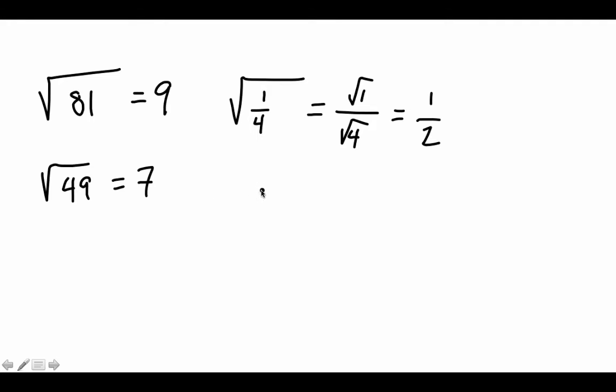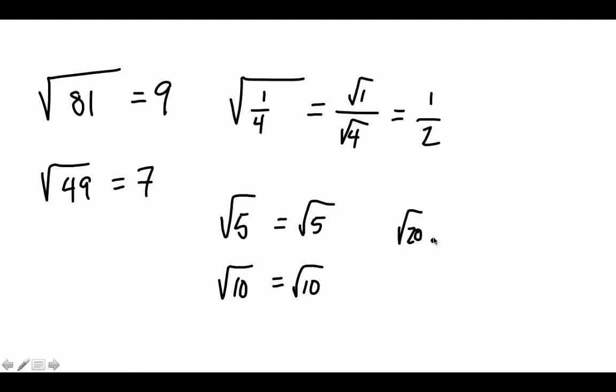But what about numbers that don't simplify to be so nice? You know, square root of 5. Well, we're just going to leave that as the square root of 5. Square root of 10, we're just going to leave that as square root of 10. Square root of 20, we're not going to leave that as the square root of 20. So what's different about 5 and 10 and 20?